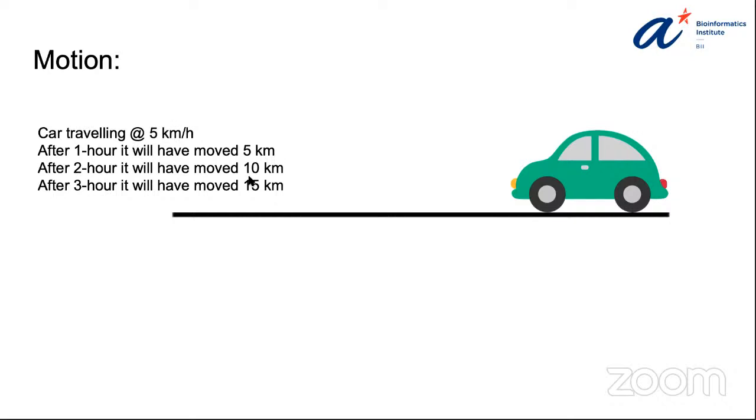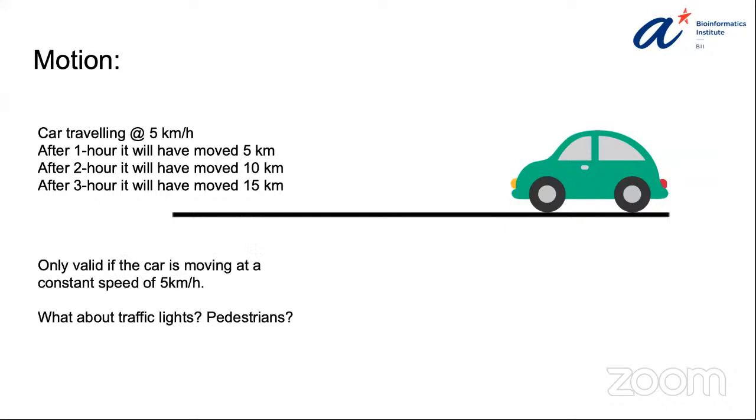But let's stop here and think about that. Does a car always travel at 5 kilometers per hour? Even if that's its maximum speed, or the speed limit on the road, you should always think about the fact that the car is going to stop at traffic lights, and there are obviously going to be pedestrians on the crossing, where the car would actually have to stop. So there are going to be periods when the car is accelerating and when the car is decelerating.